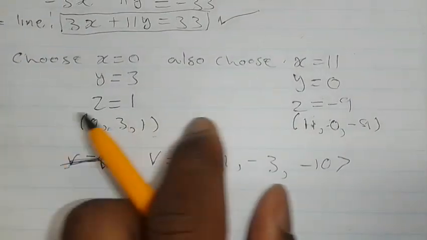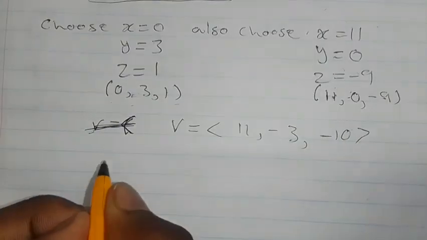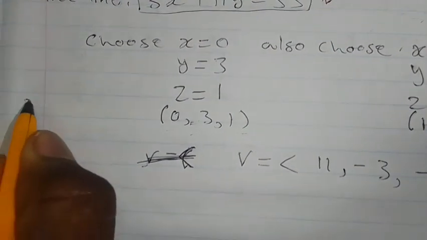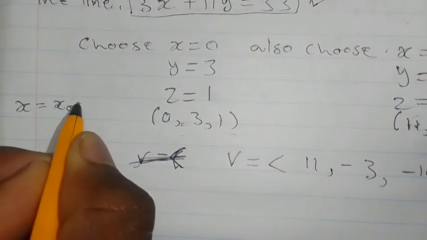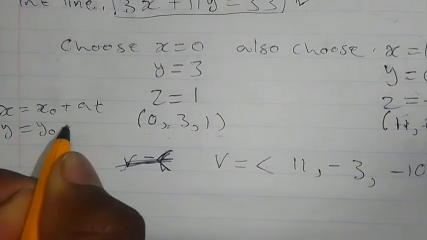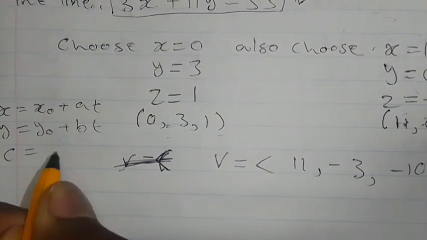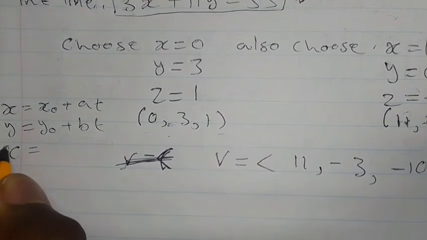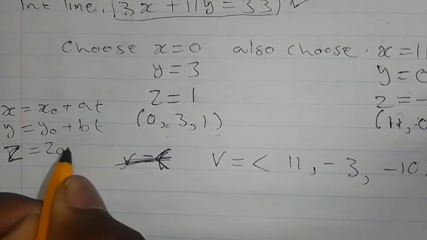Then you just pick one point here, either this one or this one. Then you can write the parametric equations. If you forgot what parametric equations are, it's something like this: x equals x naught plus at, and y equals y naught plus bt, and z equals z naught plus ct.